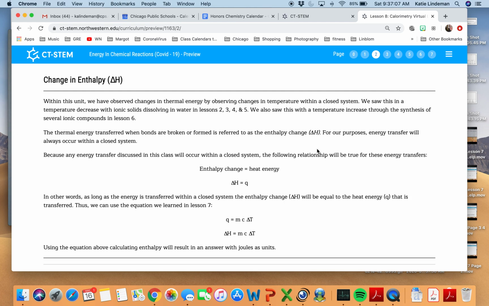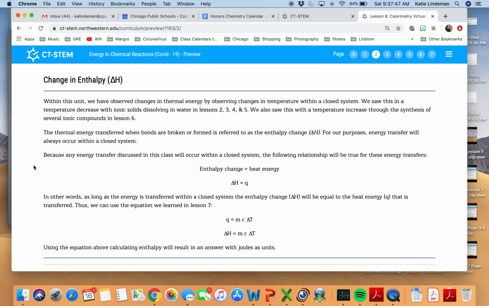For our purposes, energy transfer will always occur within a closed system. Again, this is very, very important. This is always occurring within a closed system, so there's no energy lost to the outside universe. Energy can either go from the surroundings to the system or the system to the surroundings. But overall, that system is going to have the same amount of energy. Because any energy transferred in this class will always occur within a closed system, the following relationship will be true for all of these enthalpy or energy transfers.